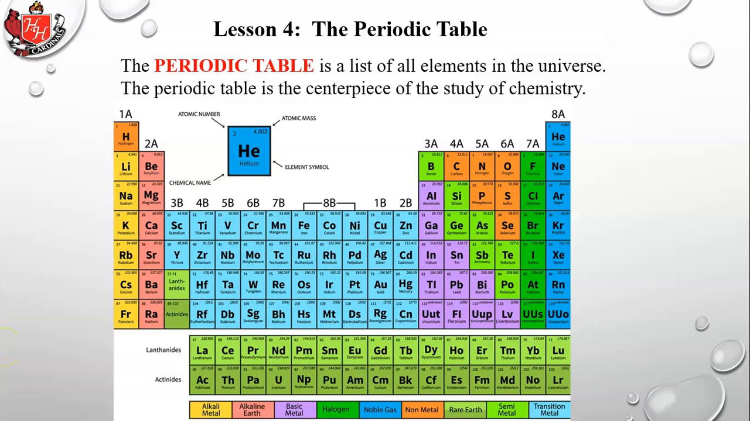The periodic table is a list of all elements in the universe. The periodic table is the centerpiece of the study of chemistry. What's amazing about this chart that you're looking at is it includes every element in the universe. How we know that, I'll talk to you about later. But every element in the universe is on this chart right here.